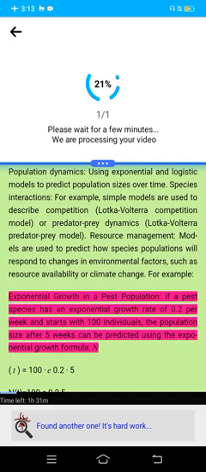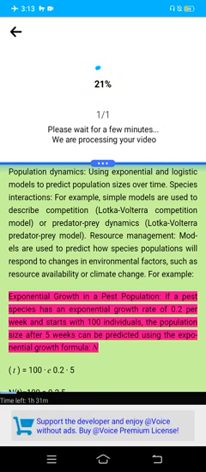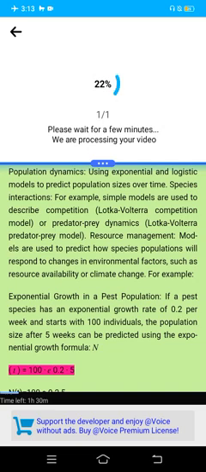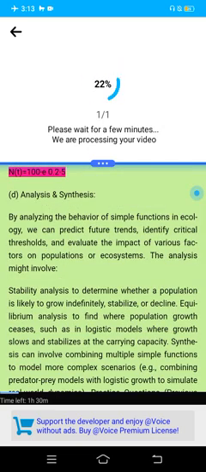For example, exponential growth in a pest population. If a pest species has an exponential growth rate of 0.2 per week and starts with 100 individuals, the population size after 5 weeks can be predicted using the exponential growth formula, N(t) = 100 × e^(0.2 × 5).